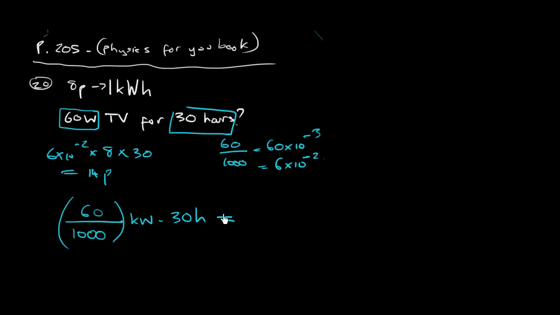And that will be the total number of kilowatt hours, and that I need to multiply by 8 to get the answer. So I would get the same thing as I had here. I get 6 times 10 to the minus 2 times 30 for the hours, and then the total cost would be that answer times 8, and it comes out to be also 14p. Hopefully that makes sense for question 20.